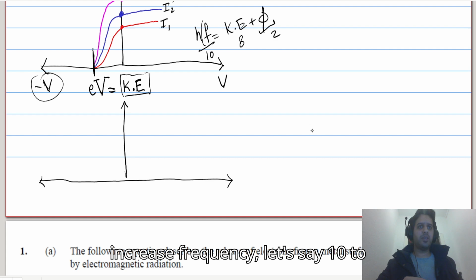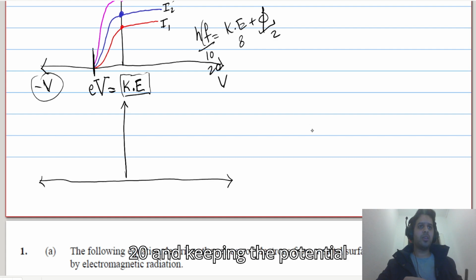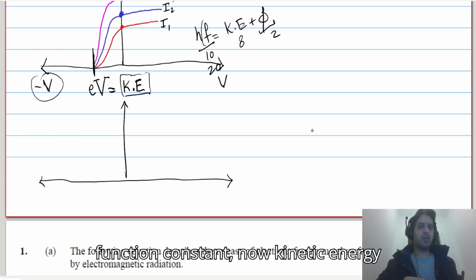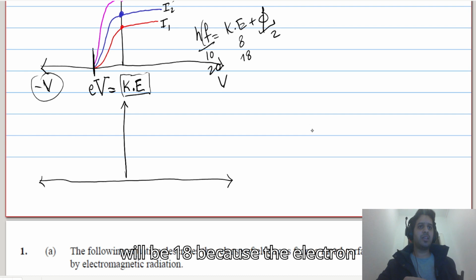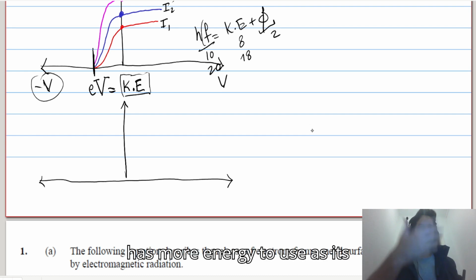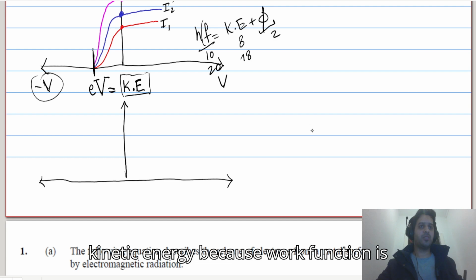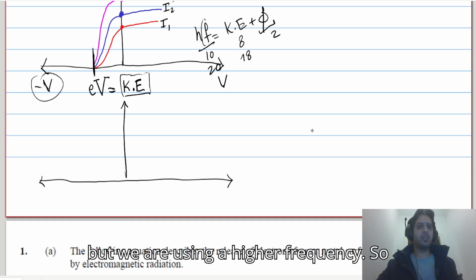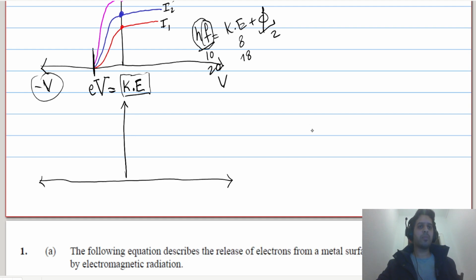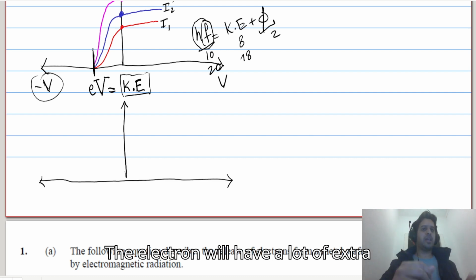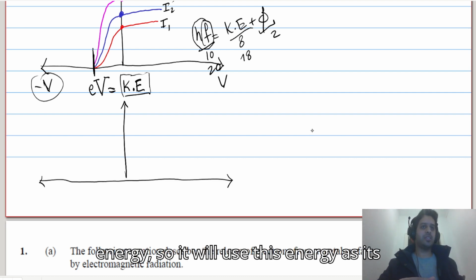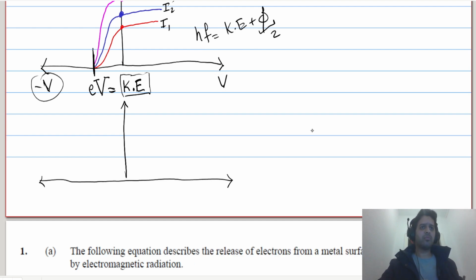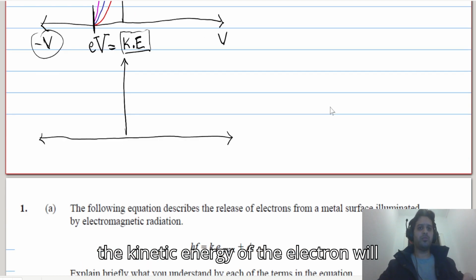Now if I increase frequency, let's say from 10 to 20, keeping the work function constant, now kinetic energy will be 18 because the electron has more energy to use as its kinetic energy, because work function is the same. We are using the same metal, but we are using a higher frequency. So after absorbing this photon, the electron will have a lot of extra energy. So it will use this energy as its kinetic energy. So this thing is very clear that increasing the frequency, the kinetic energy of the electron will increase.